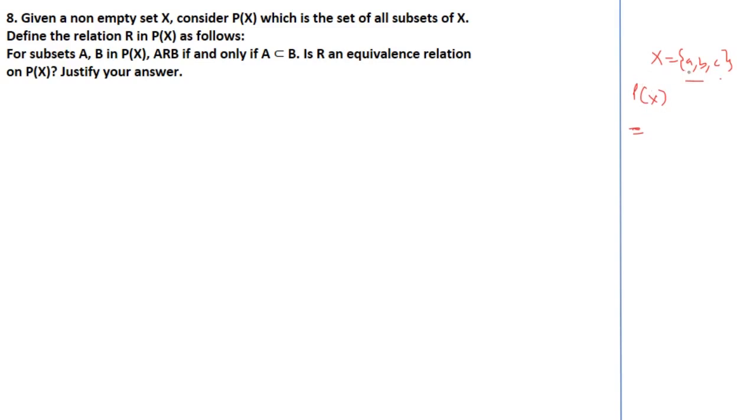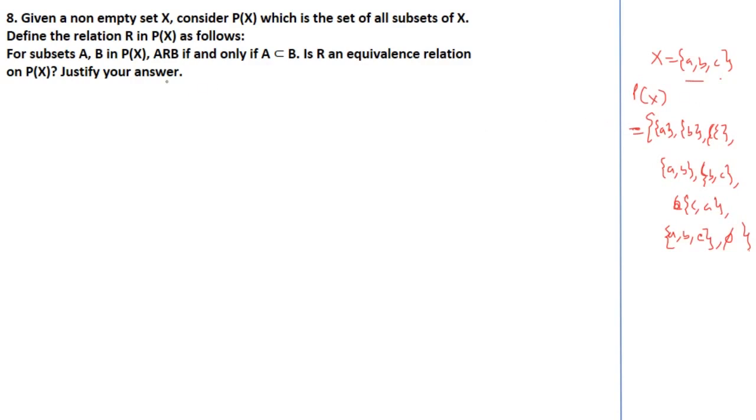There can be any number of elements in it, so it will give me all the subsets: a, b, c, ab, bc, ca, abc, and also phi. So this is going to be P of x.